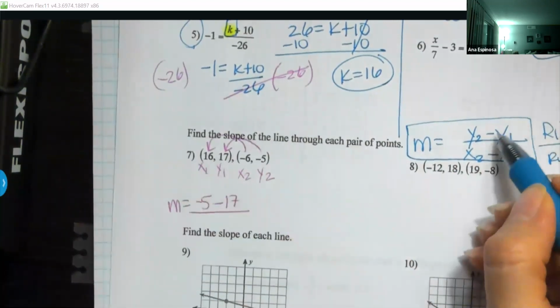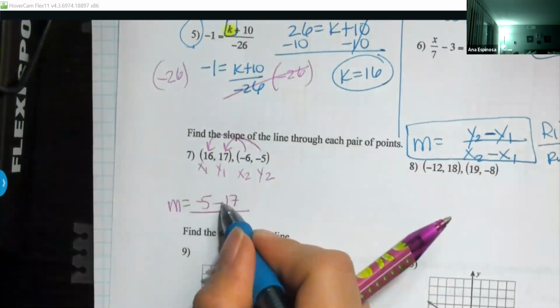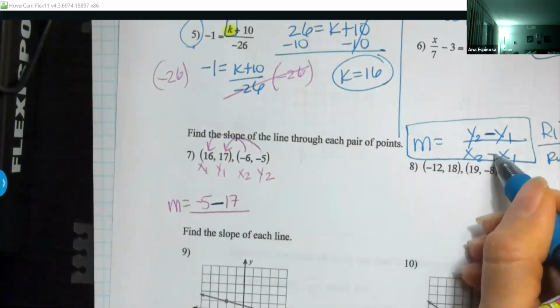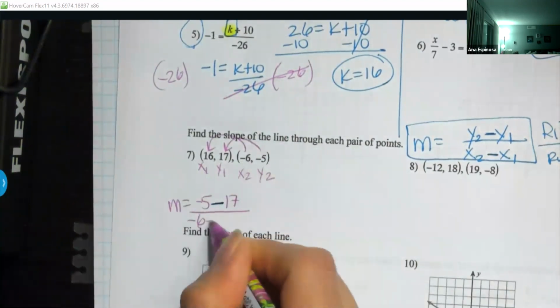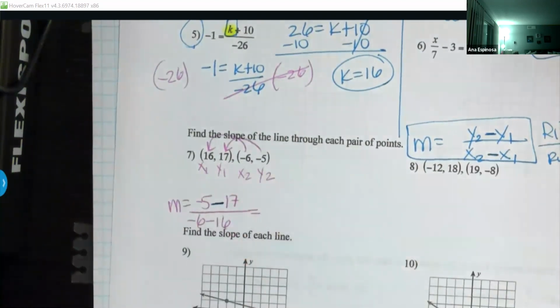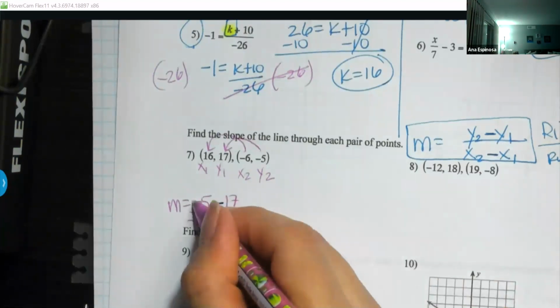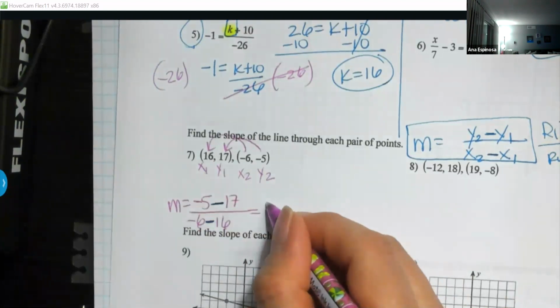So the formula already has this negative right here. That's this one. Okay. And then the second one will be -6 minus 16. Again, that was part of the formula there. Okay. So you have to know, obviously, your rules for adding and subtracting. If you don't use a calculator, please do so. Don't mess up in these easy answers.